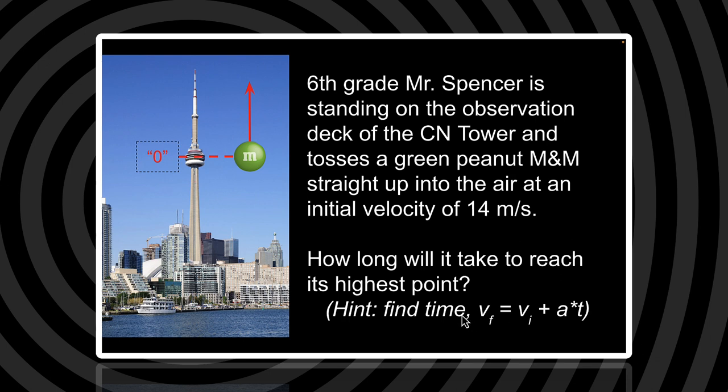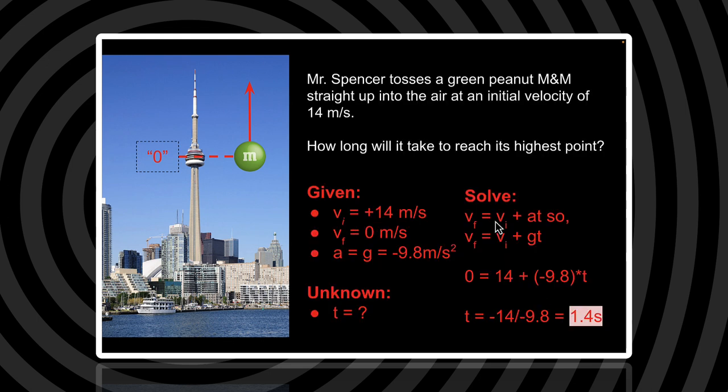So in this case, when it says how long will it take, we're talking about time. So we are going to use this one right here: final velocity equals initial velocity plus acceleration times time. But we're going to adapt that for free fall. So this is how I would set that up.